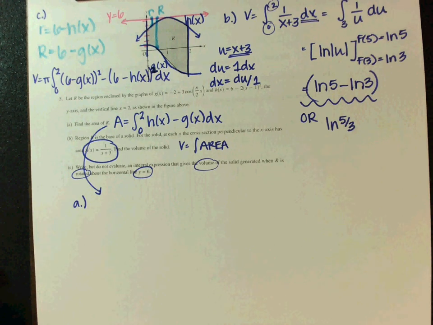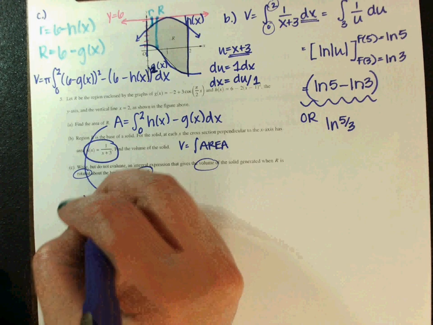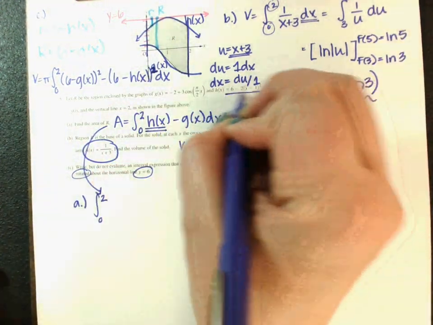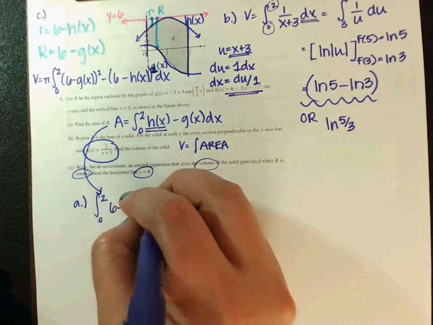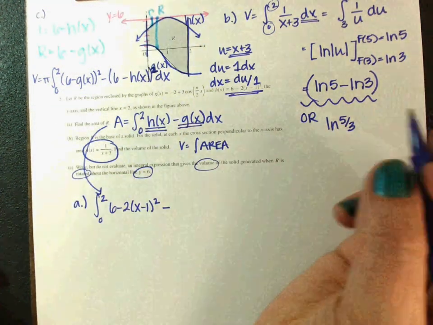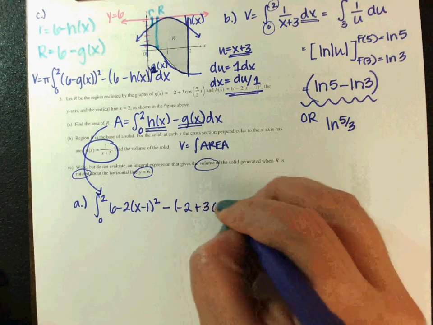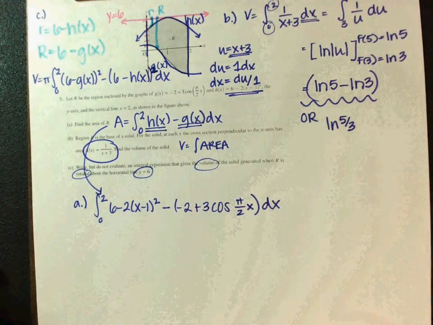Alright, so let's work out part A. This part took forever. I'm sure you'll get partial credit. But let's set up our integral the long way. So it's 0 to 2. h of x is 6 minus 2 times (x minus 1) squared, and then it's h minus g, which is negative 2 plus 3 cosine of pi over 2 x, dx.